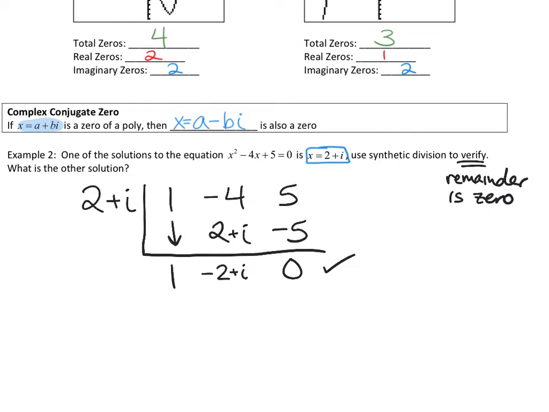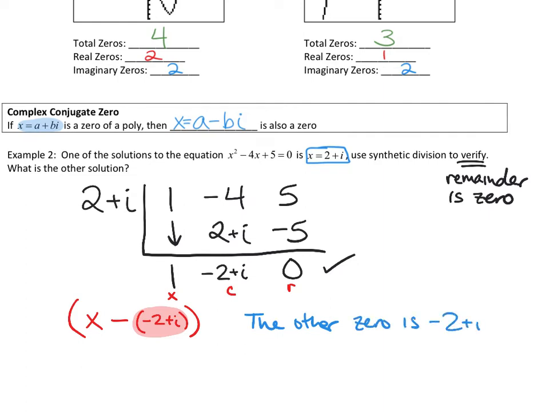This question goes on to ask, what is the other solution? Well, if we think about the fact that synthetic division is now telling me the factor I have left is x minus negative 2 plus i, right? Because this is the remainder, this is the constant, this is the x term. We've always taken the other 0 to be the c value. So the other 0 is negative 2 plus i, which is exactly what I got as my constant left over.